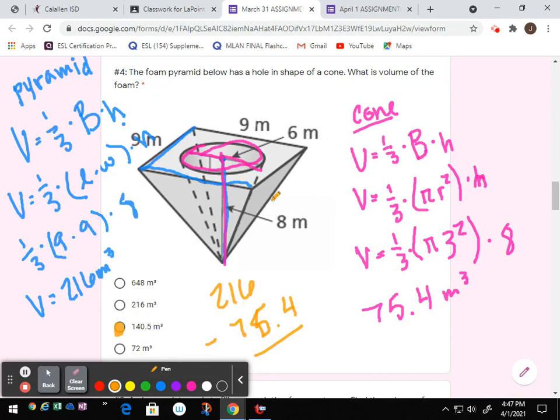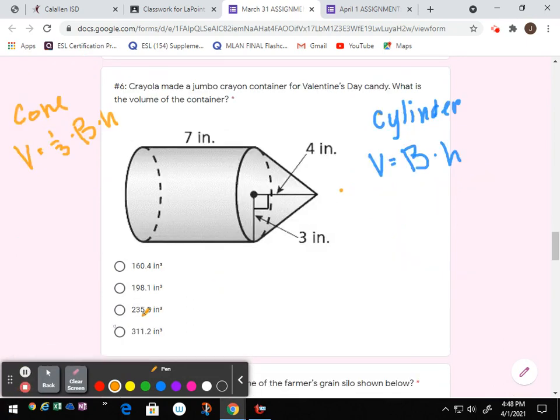Let's go on to question 6. Number 6: Crayola made a jumbo crayon container for Valentine's Day candy. What is the volume of the container? All right, when we look at this composite figure, we can see that we have a cylinder and a cone, all right? So I went ahead and wrote out our volume formulas for both. Let's start off with our cone.